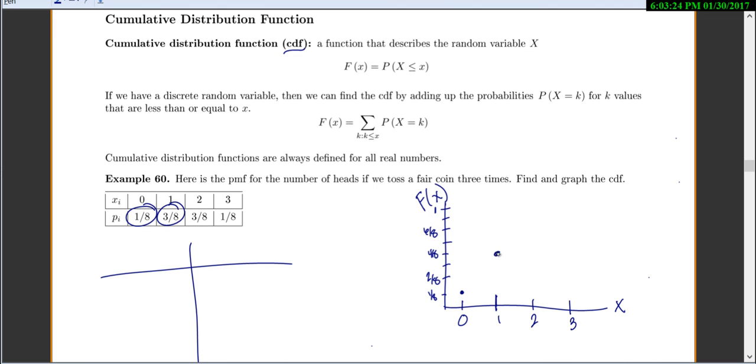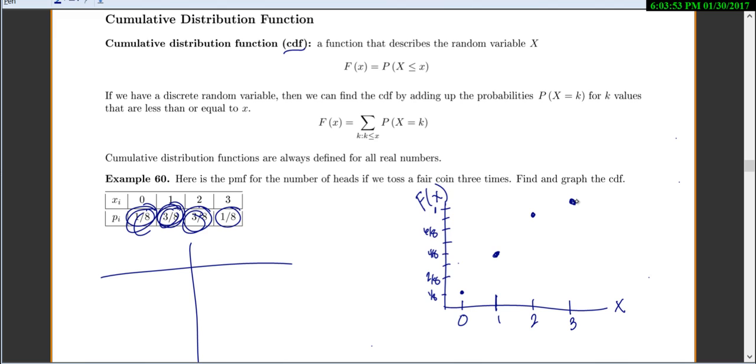If you add them together, you're at 4/8. And for the 2, you have to have 3/8 and 3/8 and 1/8 because it's everything less than that. So you'd be at 7/8. And for the 3, you have to have 1/8 and 3/8 and 3/8 and 1/8, which is 1. So those are the actual values that we care about.